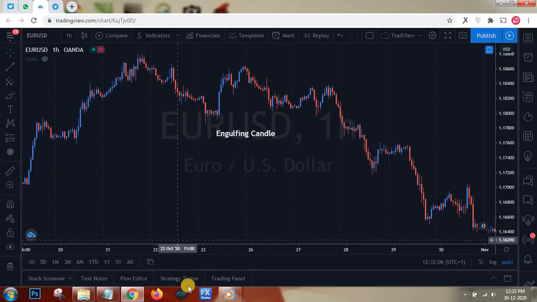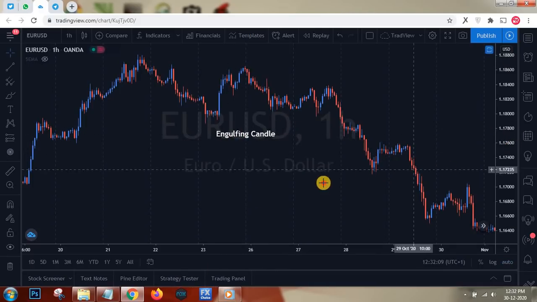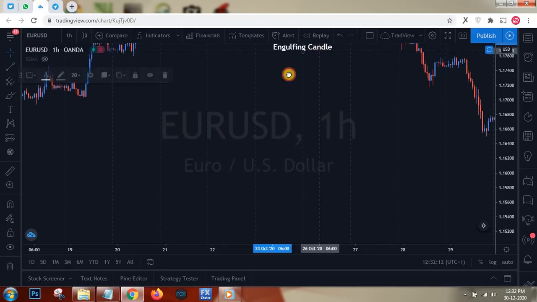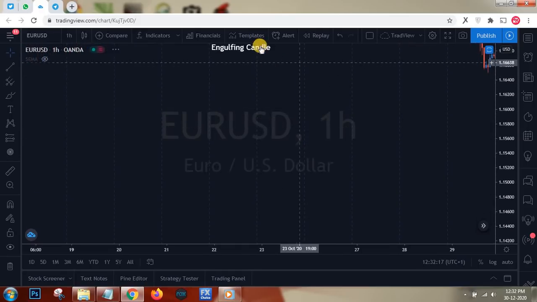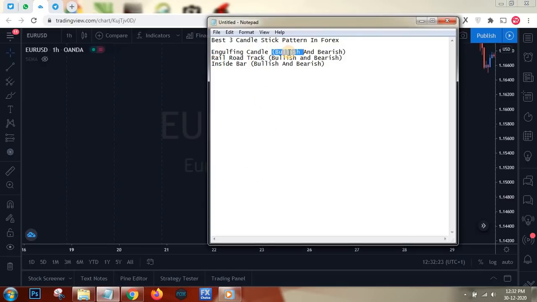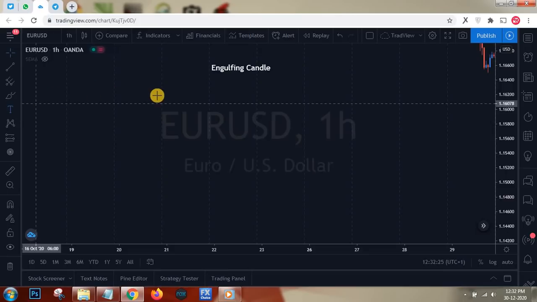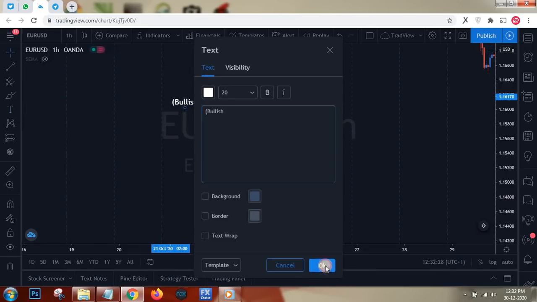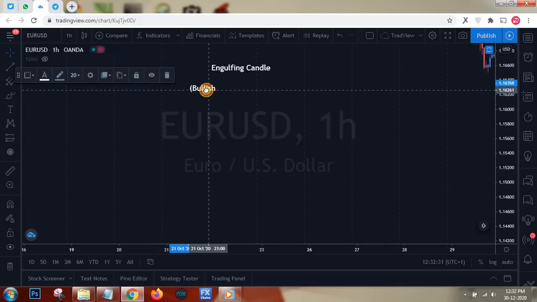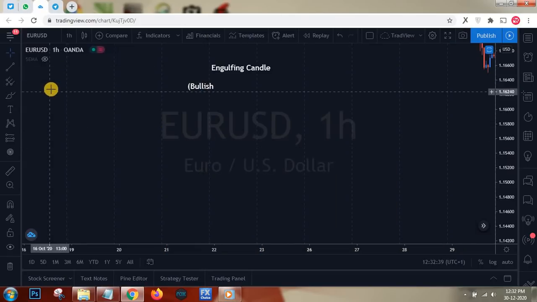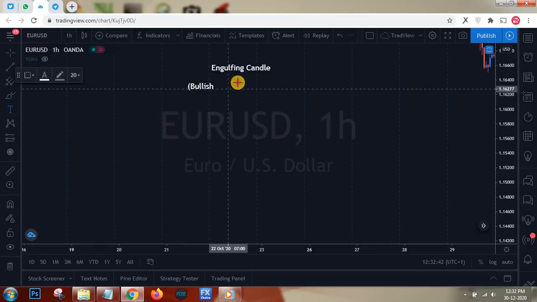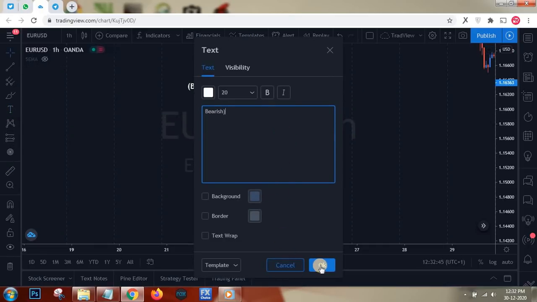So now I'm going to go into engulfing candlestick patterns. Now, the engulfing candlestick patterns are two, which we all know: bullish engulfing and bearish engulfing. Let me put it down there. The engulfing candlestick patterns are two. We have the bullish engulfing and we have the bearish engulfing. Like I said, bullish meaning buys and bearish meaning sells.